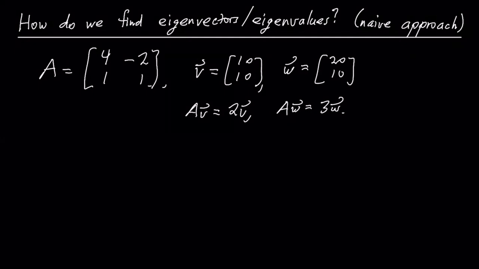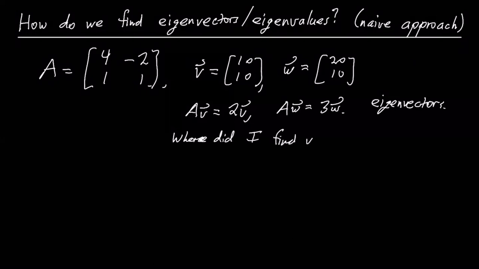V is an eigenvector with eigenvalue 2. W is an eigenvector with eigenvalue 3. But the question is, where did I find V and W? I pulled them out of thin air. And we didn't know that the multiplying factors would be 2 and 3, right?